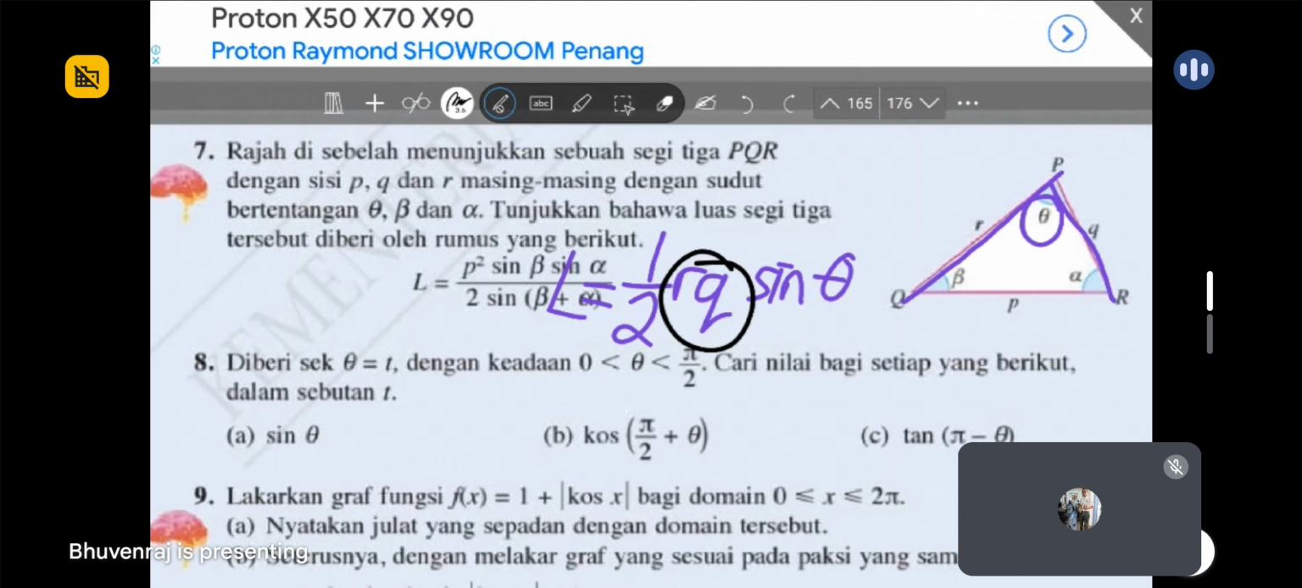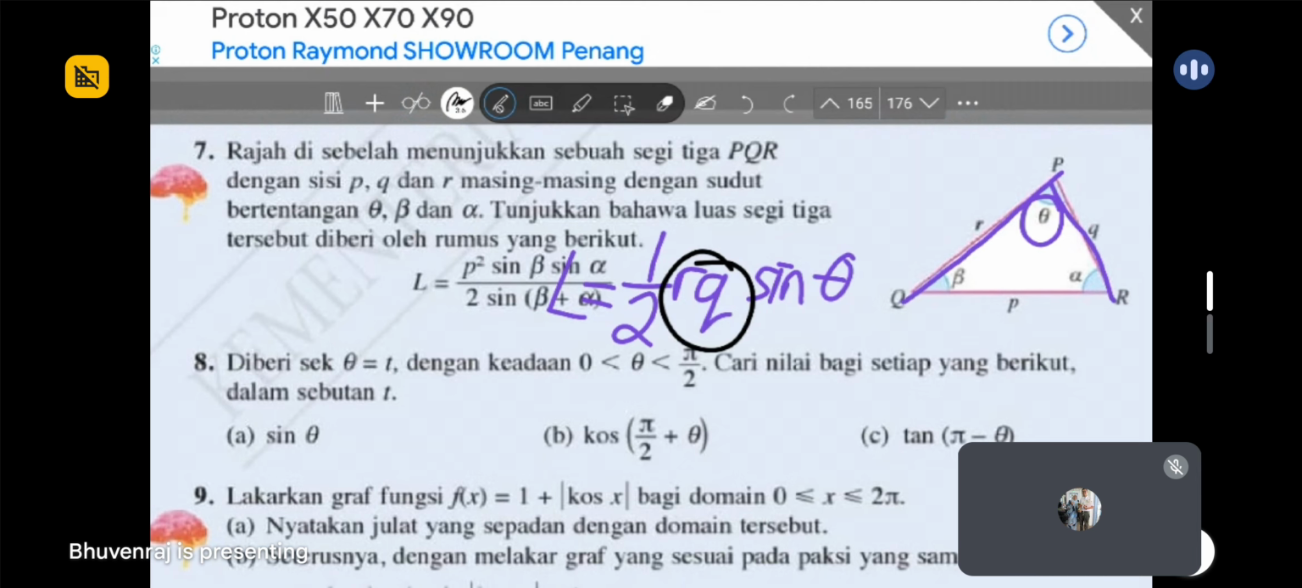So guys, whenever you think of a triangle, what comes to your mind? Try to relate to your Form 4. Cuba hubung kaitkan dengan tingkatan 4. You guys got learn two rules, right? Sine rule and cosine rule. Okay, petua sinus, petua cosinus.